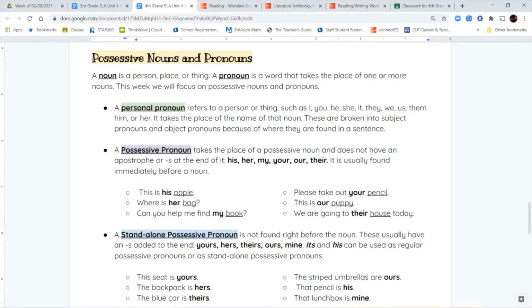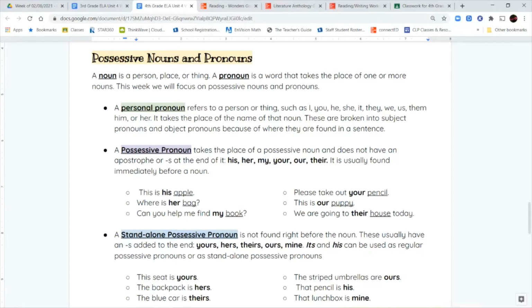So this is his apple. So his is the possessive pronoun, and apple is the thing that he possesses. It's what he owns, right? This is his apple. Where is her bag? Can you help me find my book? Please take out your pencil. This is our puppy. We are going to their house today. So you can see that that possessive pronoun is found immediately before the noun that it's possessing, that it's holding on to.